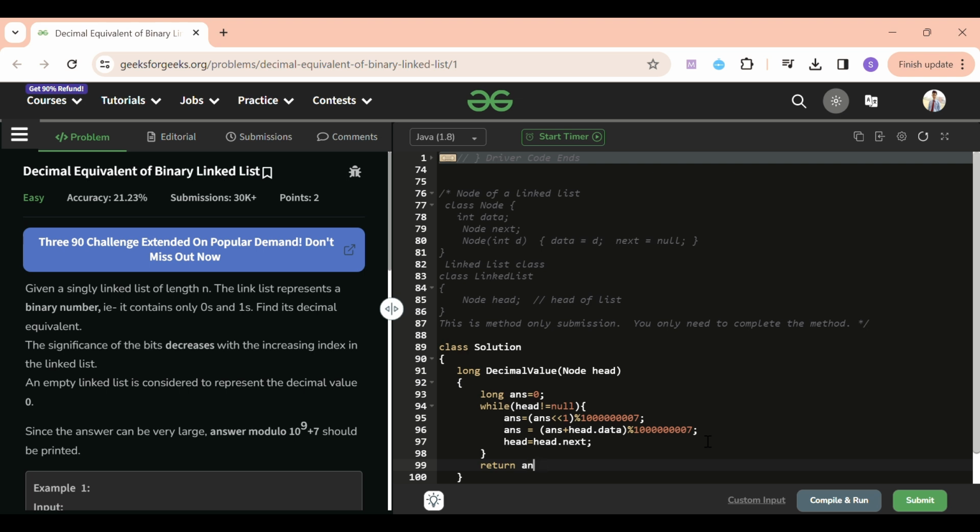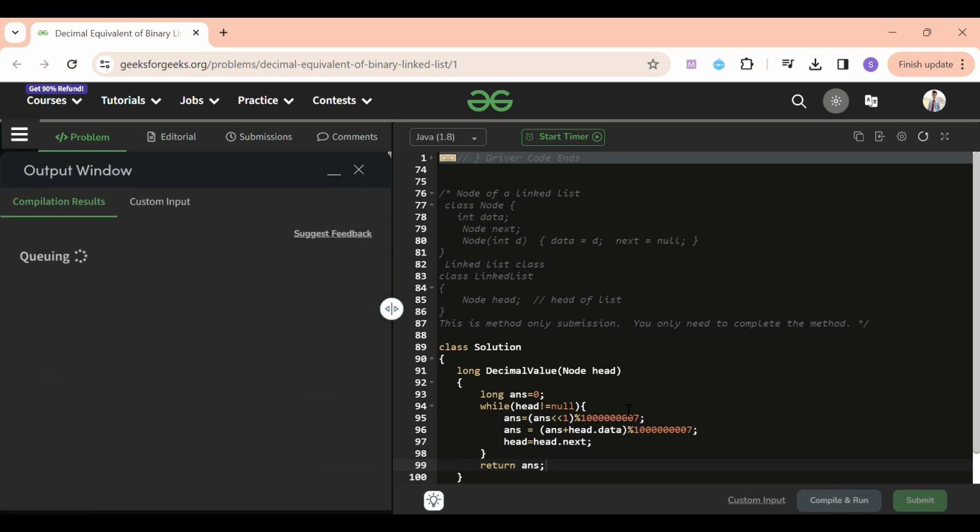That's it, guys. It's that simple. I think the problem statement will be clear, the solution will be clear as well, and the intuition behind it will be clear. So let's simply compile this, and I hope it gets accepted.